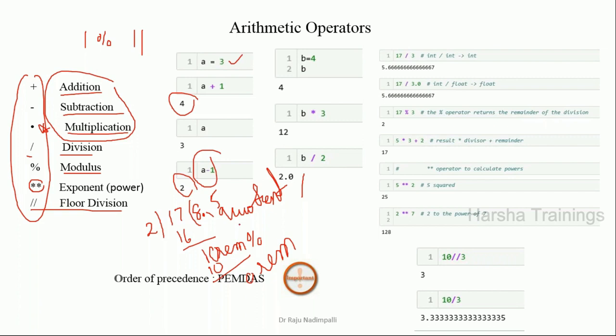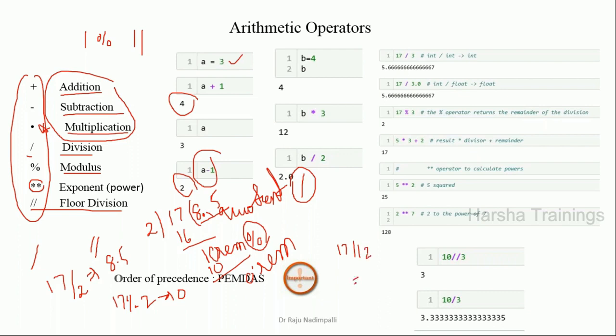Now, 8.5 is the quotient, and if I want to get the remainder, I will use the modulus operator. If I want to get the quotient, I will use the division operator. What is the difference between single slash and double slash? Single slash, for example 17 slash 2, gives me 8.5. 17 mod 2 gives me 1, because the remainder is 1. Now 17 double slash 2 will give me 8.